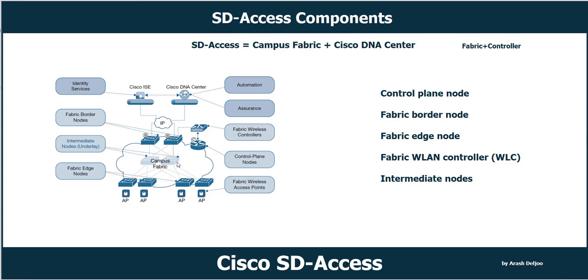And here we have some intermediate nodes. They are for underlay. We use them only for communication, actually establishing tunnels. They are not part of the overlay. They are part of the underlay. And here we have some fabric wireless controllers. These WLCs can help us manage the wireless clients. Don't worry about the detail, I will explain them.